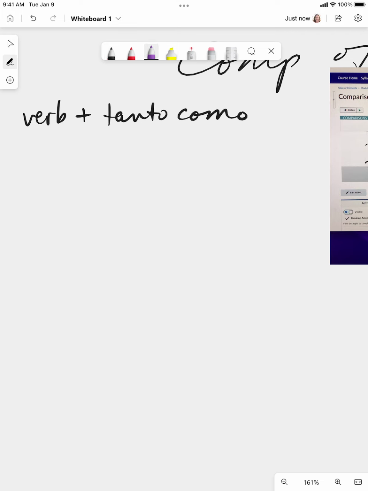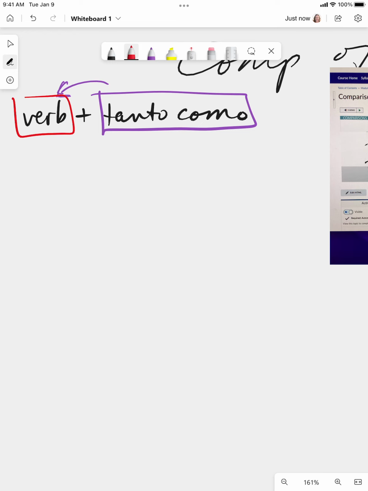I'm going to put a little box around this. This is not going to change. This is going to stay together whenever we are talking about how somebody does something. I'm sorry, an action that somebody does. When we're talking about an action, a verb, the tanto como is not going to separate. This is your structure. Okay, so it's verb plus tanto como, almost like it's one word there.